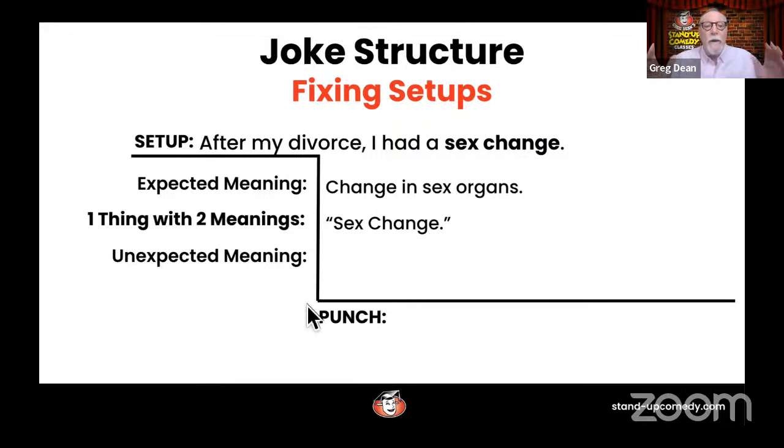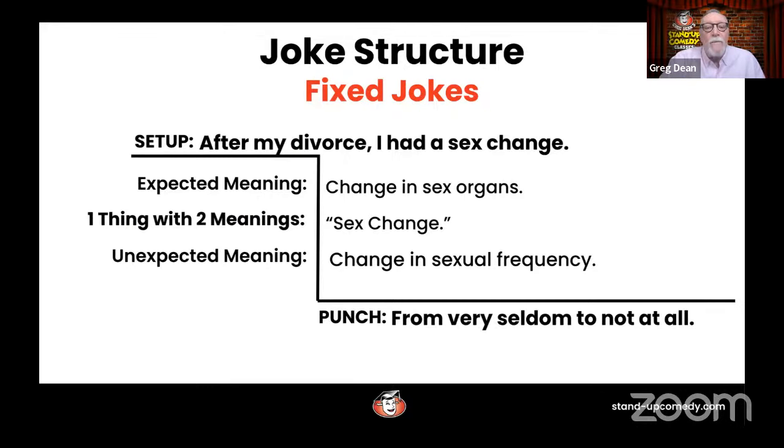So those are all of the guidelines. First we identified the joke, said, oh, what's going on inside this joke? Then I went over the five guidelines and used those to shorten this joke. And at the end, it fits all those requirements, okay? So that makes this really tight, and so it's a process of going over this and doing this many, many times, okay? So the full joke is, after my divorce, I had a sex change from very seldom to not at all. There you go. And there's the structure of that joke.